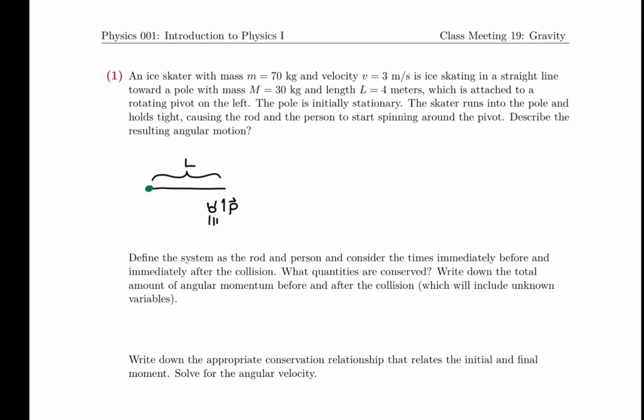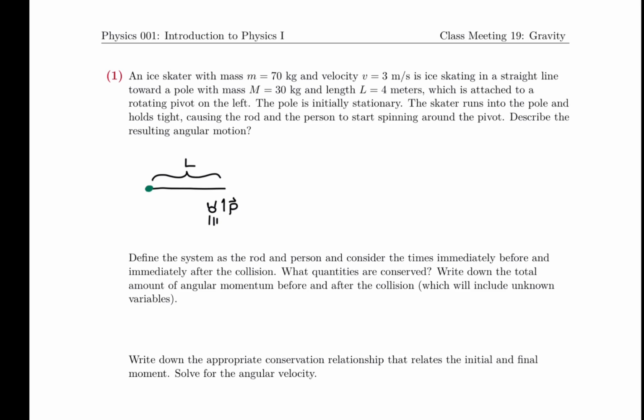An ice skater with some mass and velocity is ice skating in a straight line towards a pole, which has its own mass and length, which is attached to a rotating pivot. The pole is stationary. The skater runs into the pole and holds tight, causing the rod and the person to start spinning around. Describe the resulting angular motion.